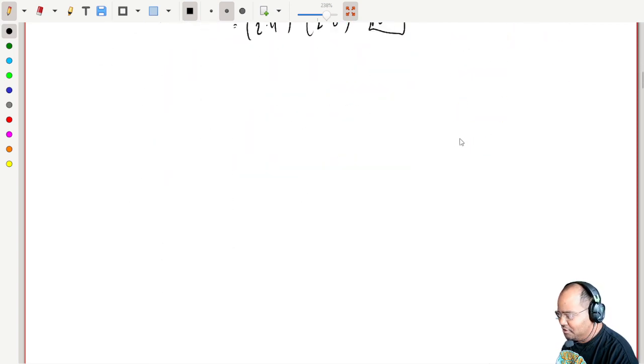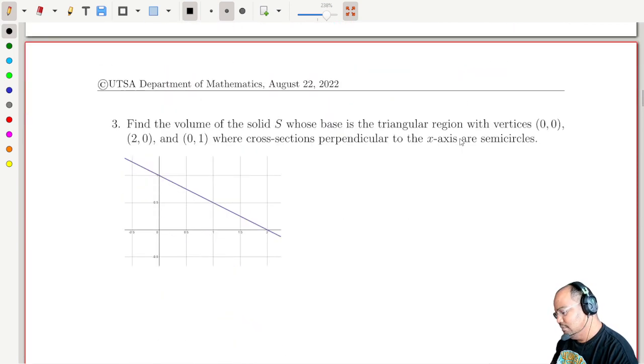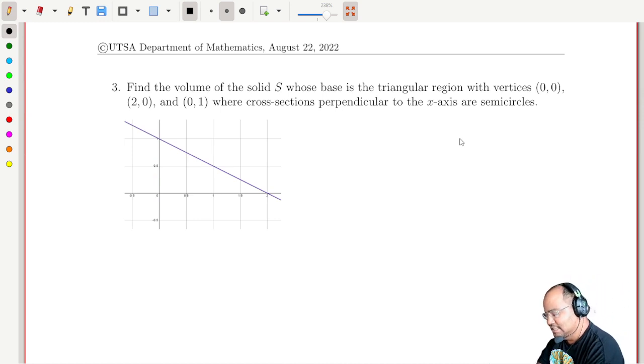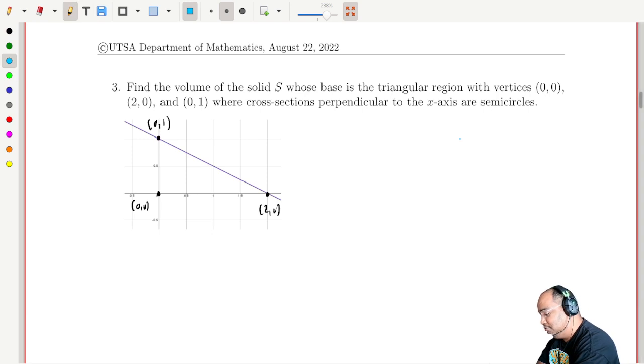Go ahead and look at another one here. We're going to find the volume of a solid whose base is this triangle region with vertices 0, 0, let's mark them in, 2, comma 0, so that's this point, and 0, comma 1, and the cross sections are perpendicular to the x-axis. They are semicircles.